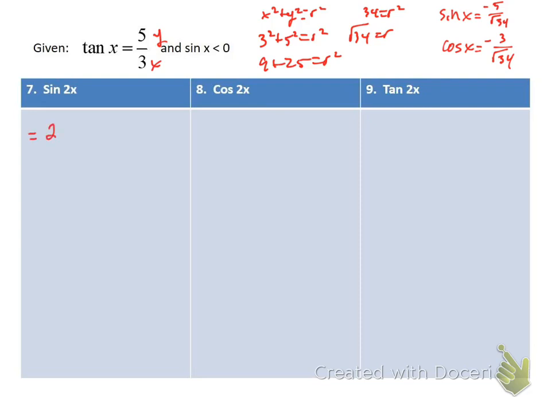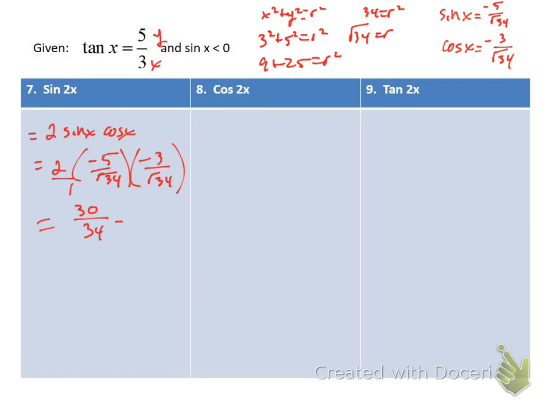So we get into our formulas. 2 times sine of x cosine of x has us taking 2 times negative 5 over radical 34 times negative 3 over radical 34. And so this is what I mean, right? When you multiply this out, you get positive 15, positive 30. Radical 34 times radical 34, remember that when you multiply two radicals that are the same, the radical just drops and you just get 34. And so we don't have to worry about rationalizing, at least not with sine.